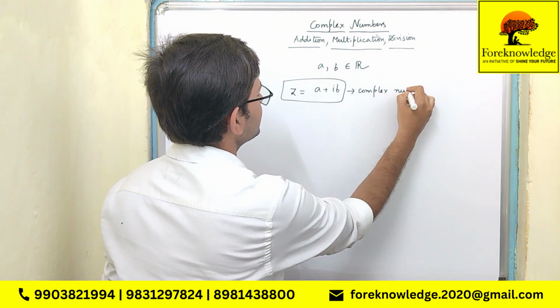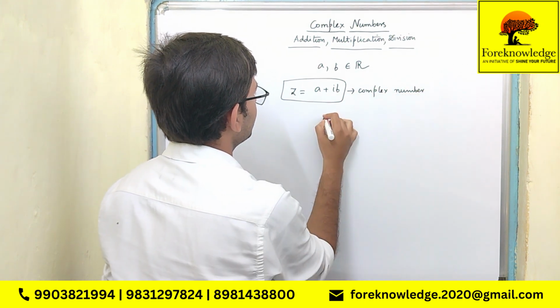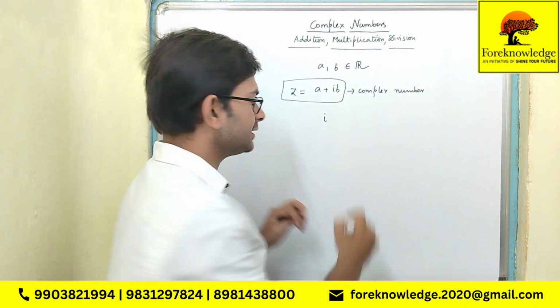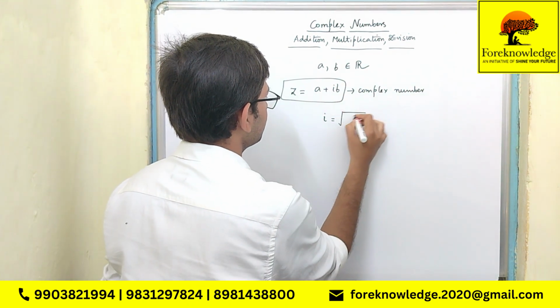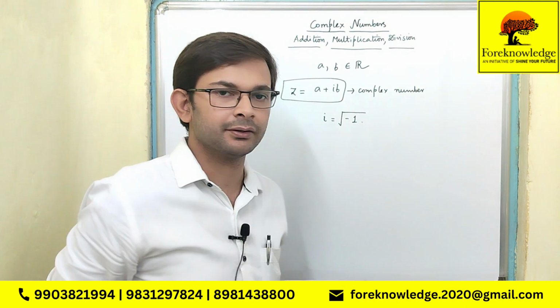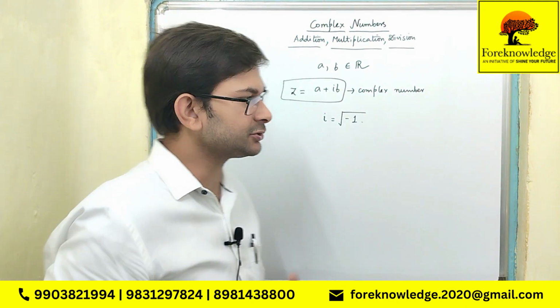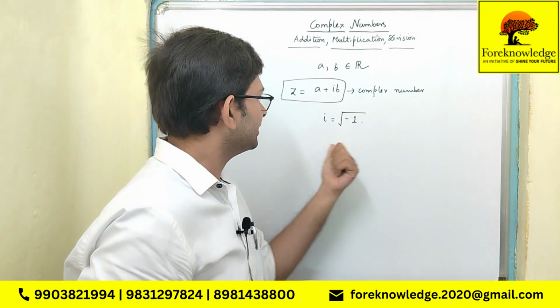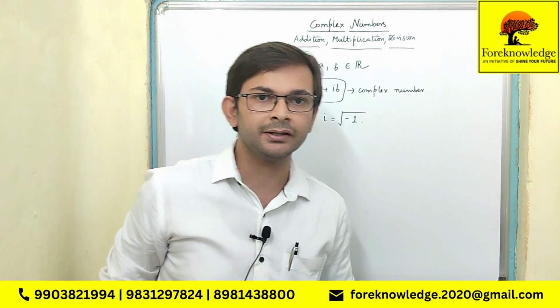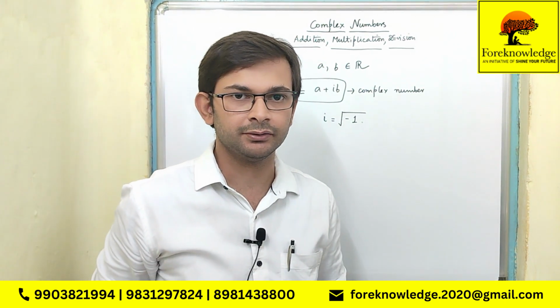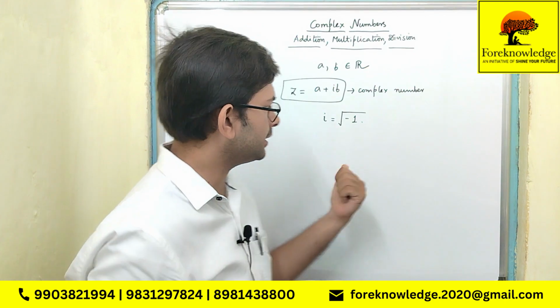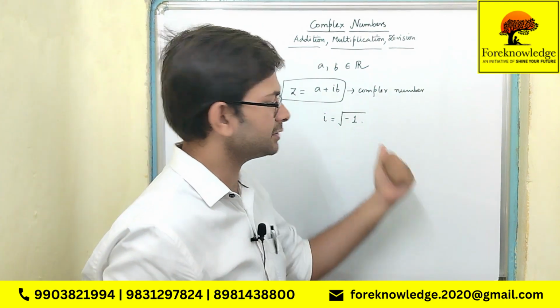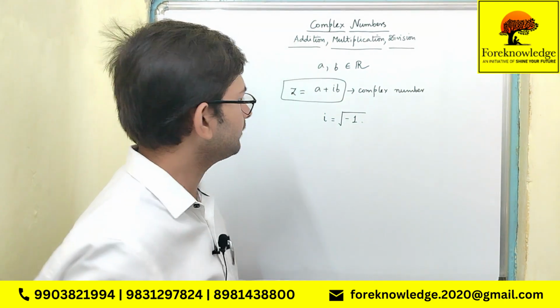Now what is iota? What is i? i is nothing but square root of minus 1. This term was first used by Euler. The great mathematician Euler first introduced the term i equal to root under minus 1.